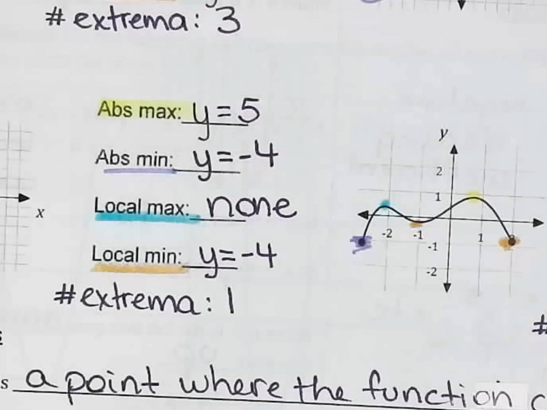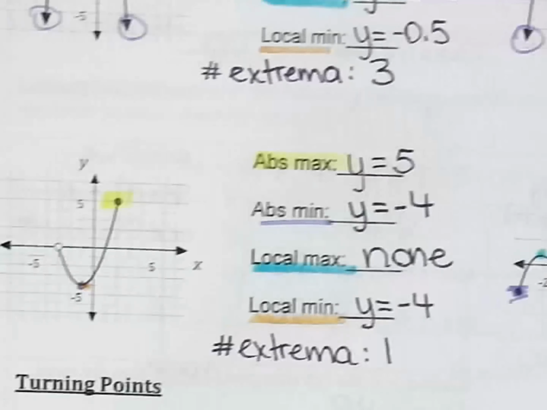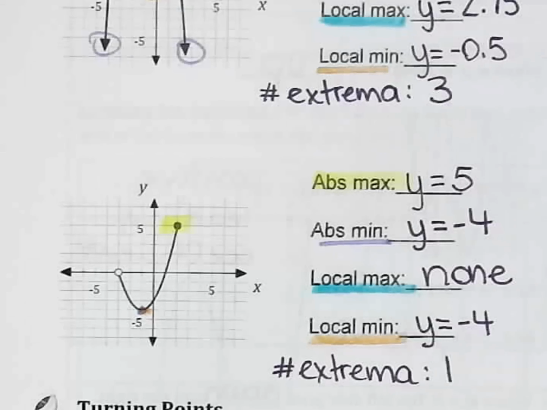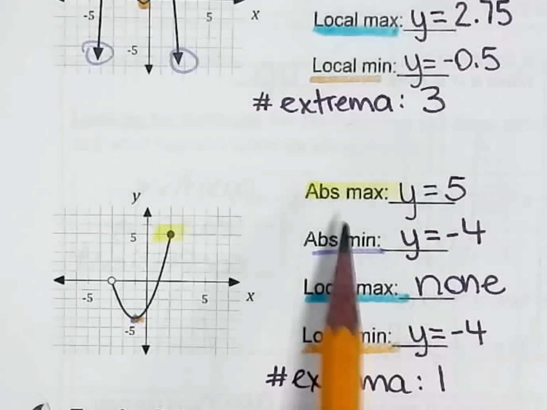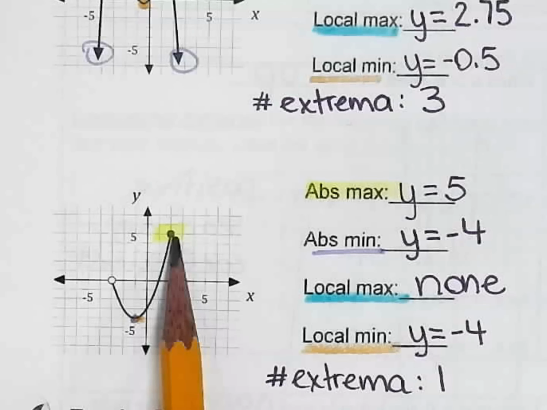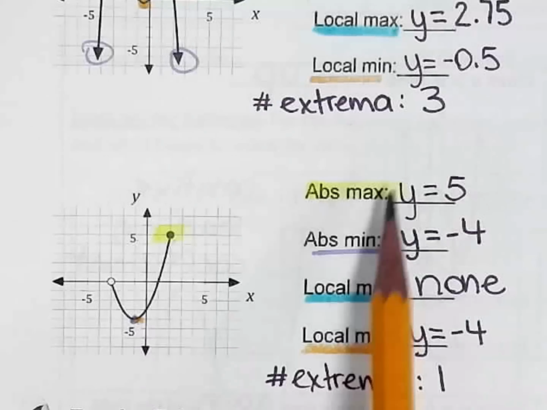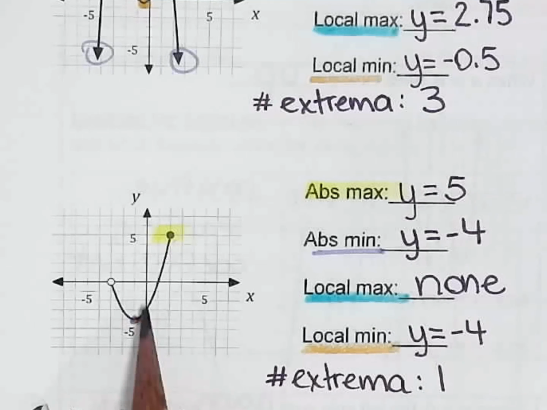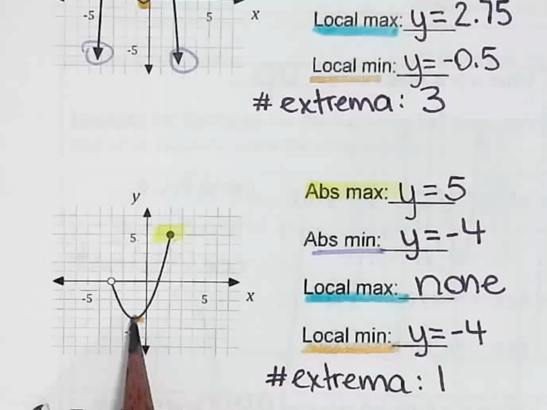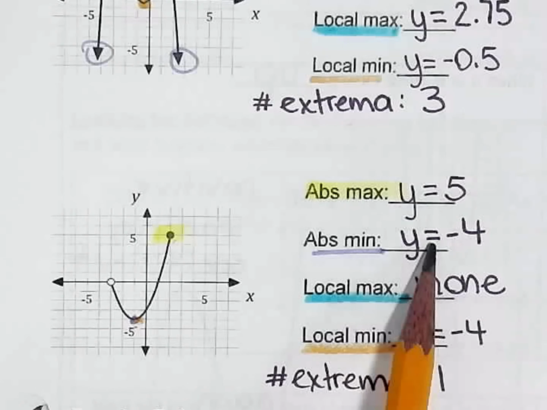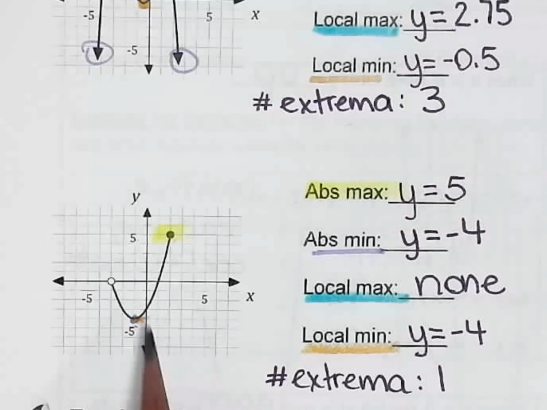Okay, one more. Right there, I have the absolute maximum, that guy. So y equals 5, right there, easy. The absolute minimum is this guy right there. It's purple right there. So the absolute minimum is at y equals -4.